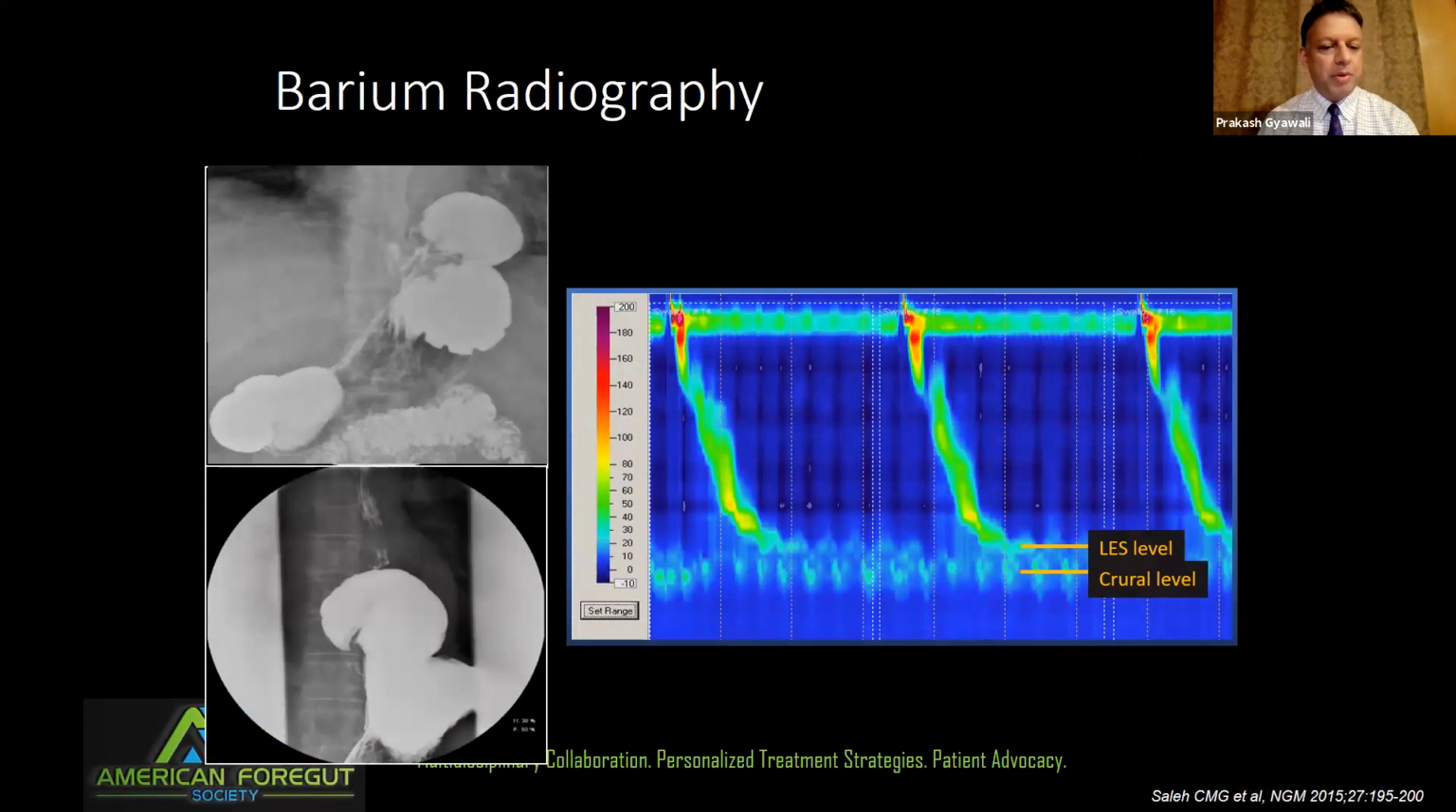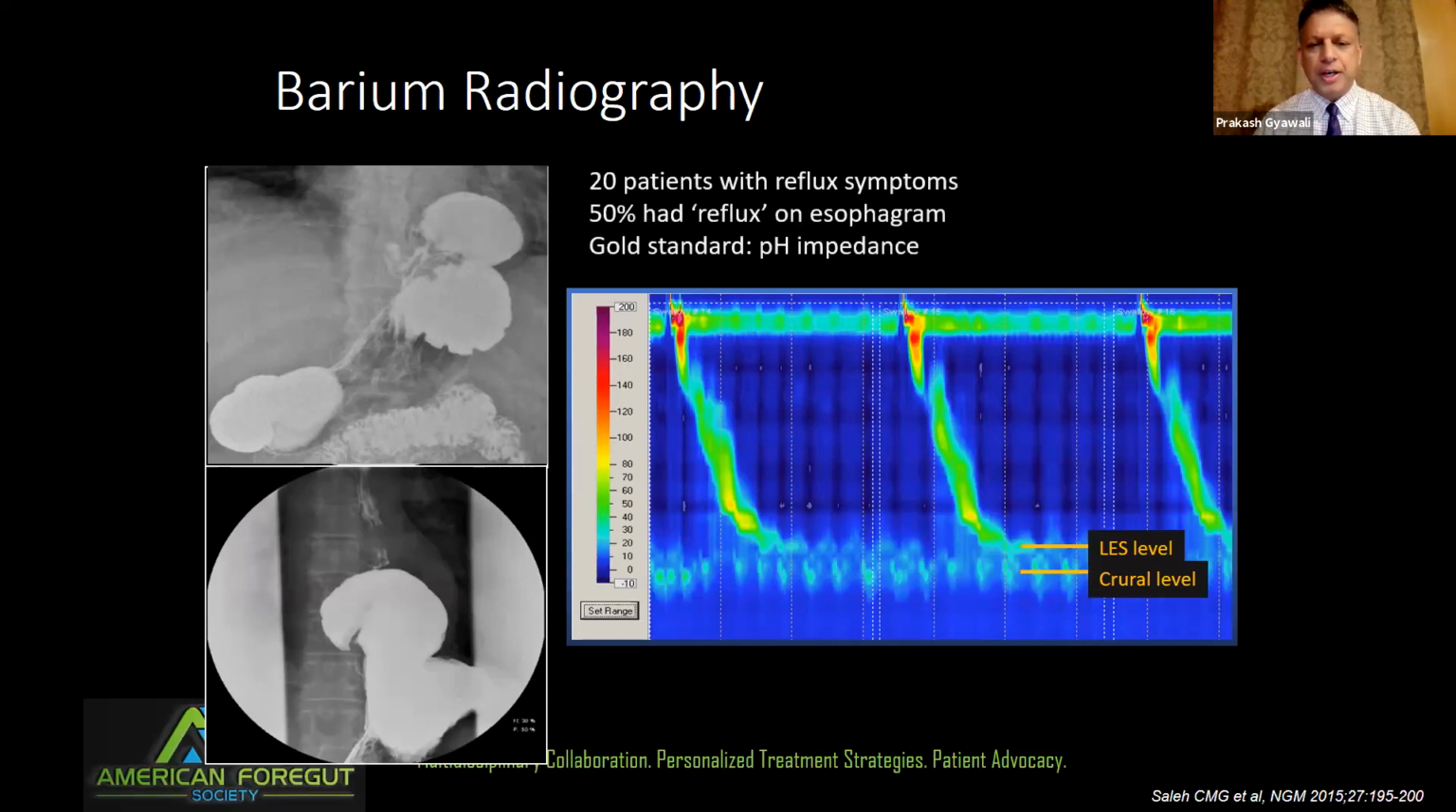What about barium radiography? Great for identifying anatomy at the esophagogastric junction. Hiatus hernia, strictures, barium pill swallow, and these are all very useful. You can see an axial hiatus hernia at the top, a paraesophageal plus axial at the bottom on the left side. The problem is you cannot use barium to diagnose reflux.